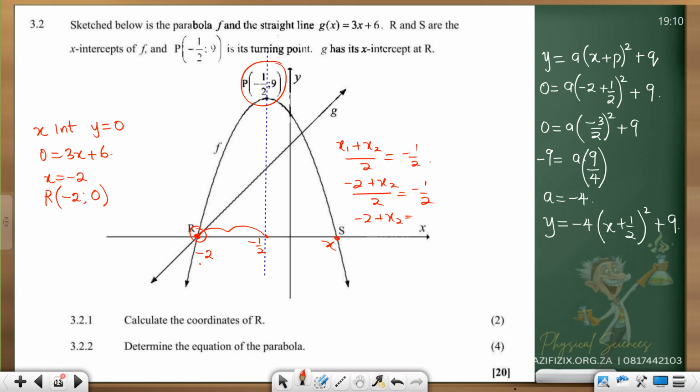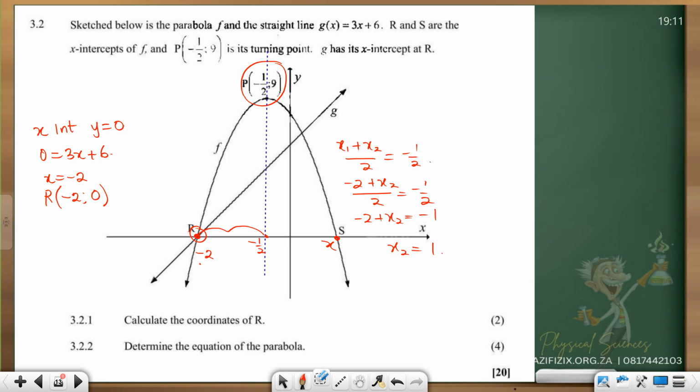-2 plus x2. If I cross multiply, or just multiply both sides by 2, what do I get? -1. What is x2 there? 1. Does that make sense? Just doing the maths. Are you okay with my 1? Questions? Okay, beautiful. I've done some steps there, believing that you guys will be able to see.